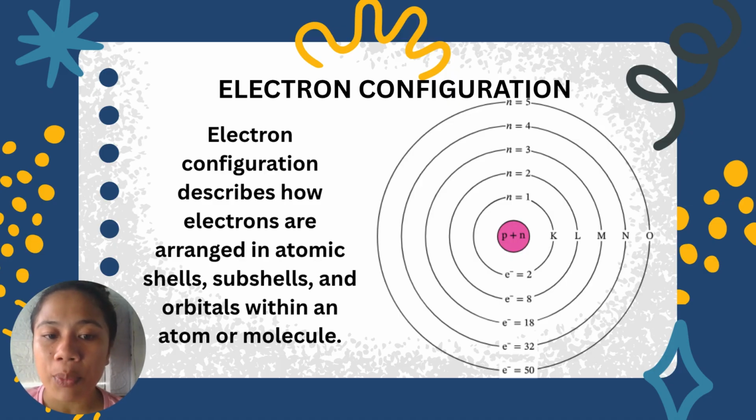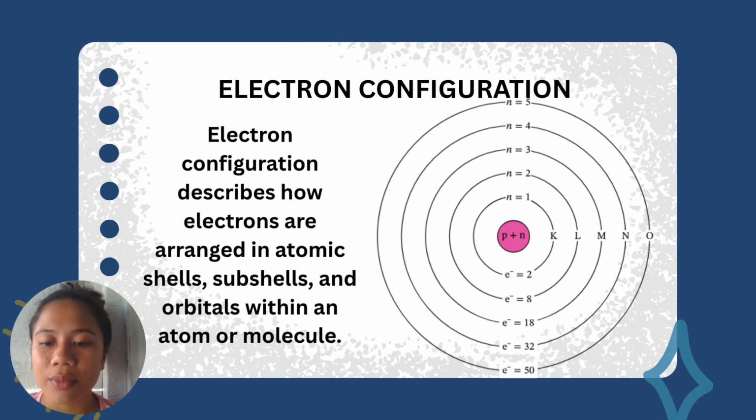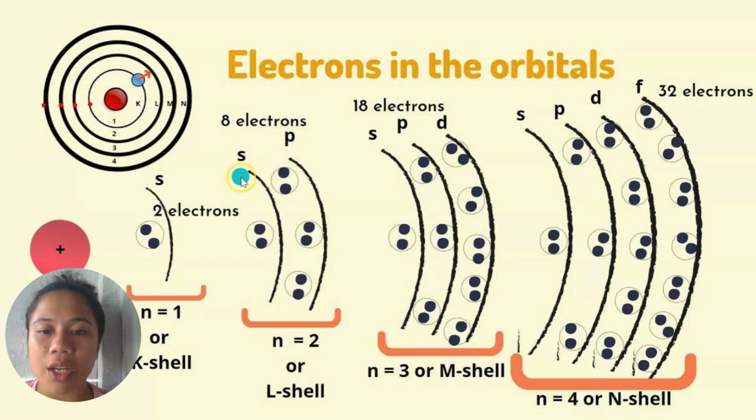Let's remember that the K shell can hold two electrons. How many? Only two electrons. Then the L shell can hold 8 electrons. The M shell can hold 18 electrons. And the N shell can hold 32, and so on and so forth. So this is the electrons in the orbitals.